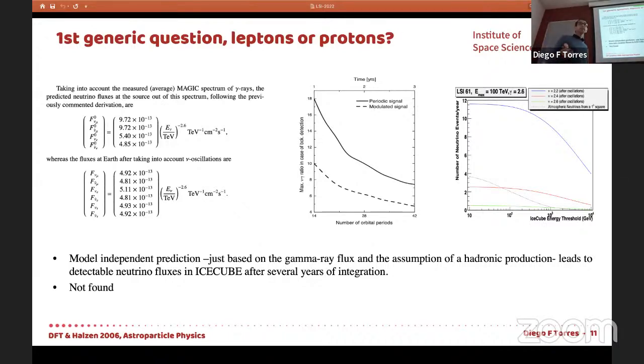This did not happen. There are only upper limits. So I think many people think the same. I think essentially all believe the same, that the source is leptonically generated.